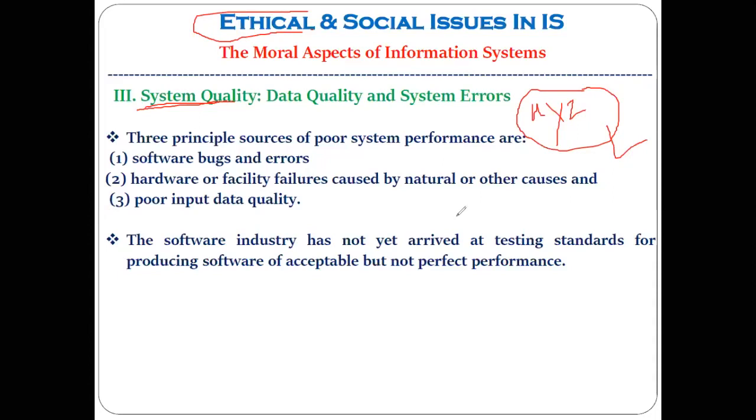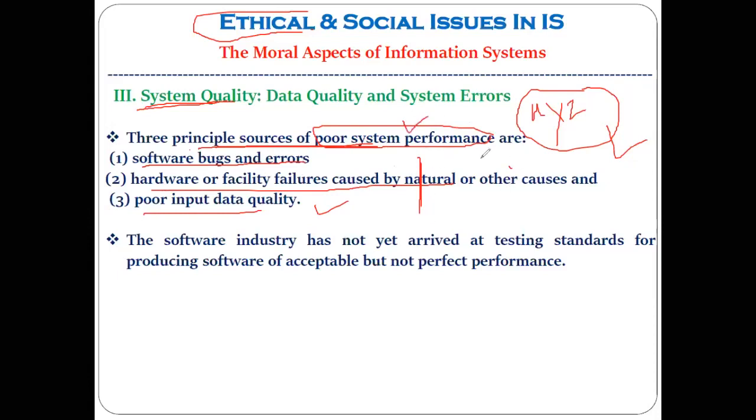Yes, sir. Okay. And three principal sources of information system performance problems are these: software bugs and errors, hardware or facility failure caused by natural or other causes, and poor input data quality. If any of these things are in the information system, then it is considered poor system performance. Yes or no?